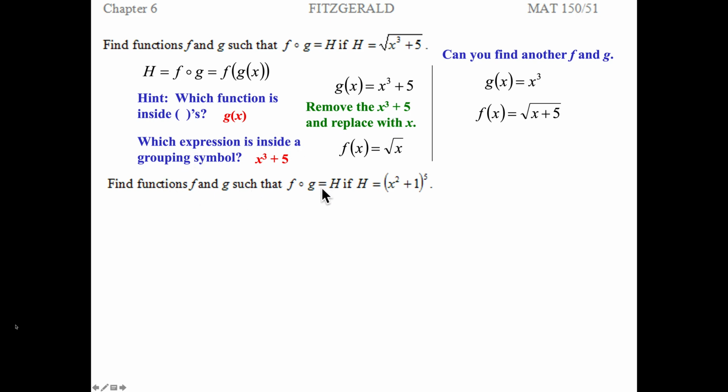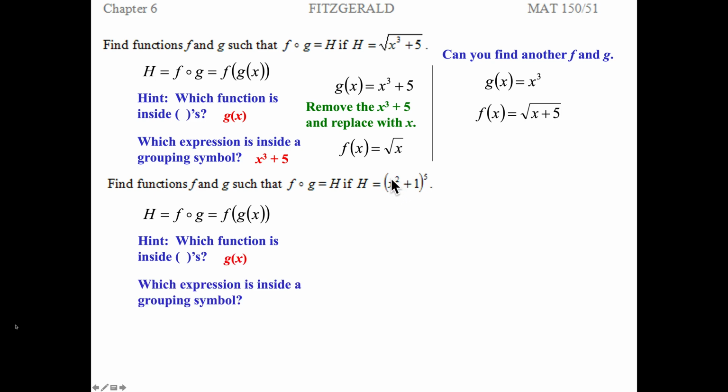Okay, so if we try the last one, f of g is equal to h. So again, g of x is the inner function. I see inside parentheses my g of x, that's my inner function. So therefore, inside my parentheses is an x squared plus 1. That's going to be my g of x function. Take out the x squared plus 1, throw an x back in. Well, you could leave it as parentheses with an x in it raised to the 5th power, or just write it as x to the 5th. That works as well.